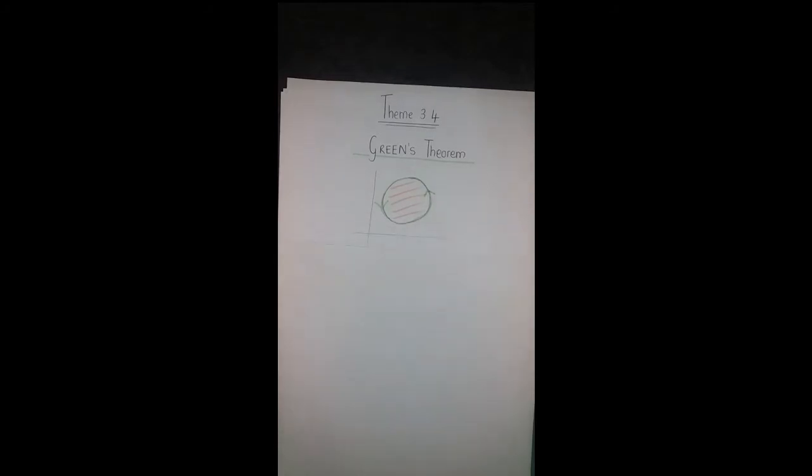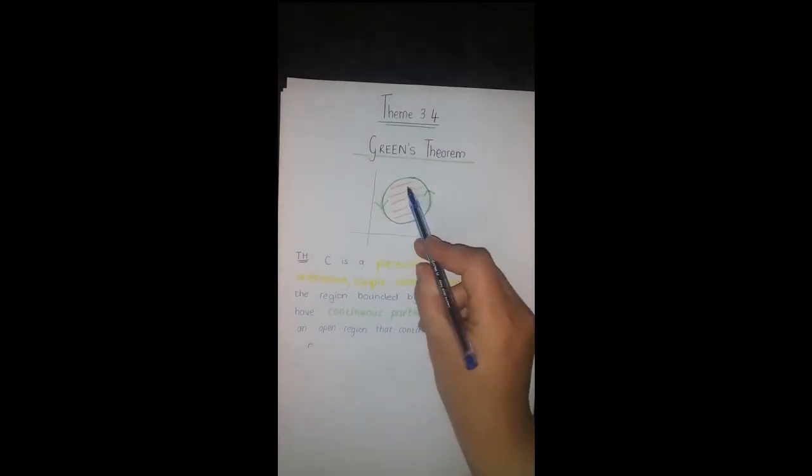So Green's theorem says that if C is a piecewise smooth, positively oriented, simple closed curve, and D is the region bounded by C, so D is this piece, and if P and Q have continuous partial derivatives on an open region that contains D, then we can write our line integral as a double integral over the area of D.